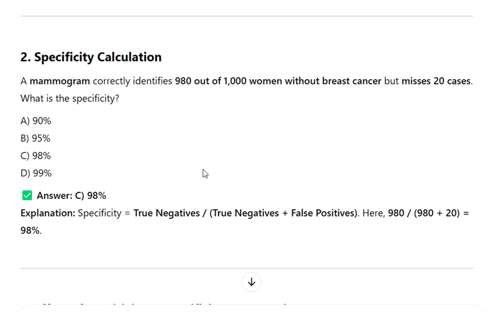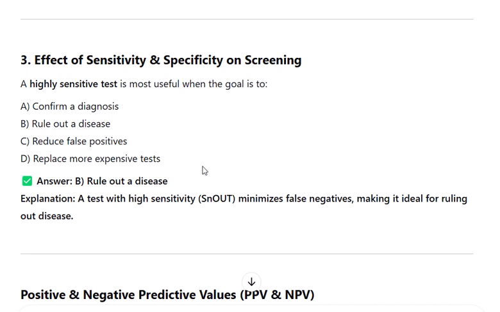3. Effect of sensitivity and specificity on screening. A highly sensitive test is most useful when the goal is to A, confirm a diagnosis, B, rule out a disease, C, reduce false positives, D, replace more expensive tests. Answer B, rule out a disease. Explanation: a test with high sensitivity minimizes false negatives, making it ideal for ruling out disease.